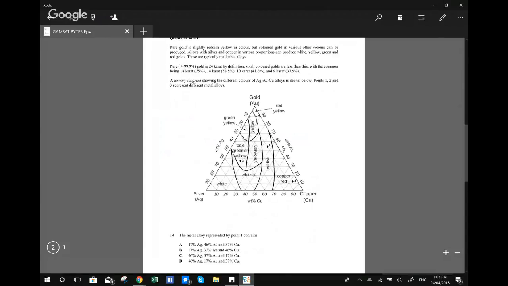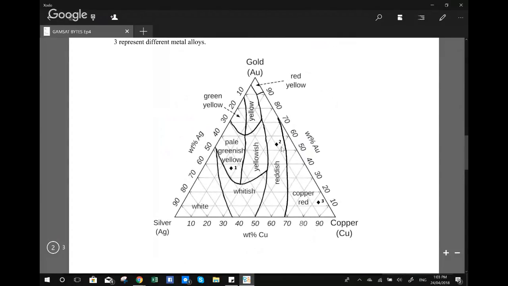So here we've got a typical ternary diagram. What you have on the three different axes are weight percentages of the three different metals that make up this alloy. It's always good to look at your axes and what the units are. And you can also see that there are several regions that are marked by these little boundaries. So for example, what this is saying is that if the gold has this certain proportion of copper, silver, and gold, it's going to be of a whitish color if it falls within that region. Okay, so let's go to the question.